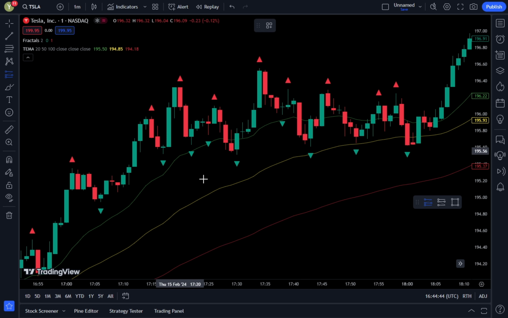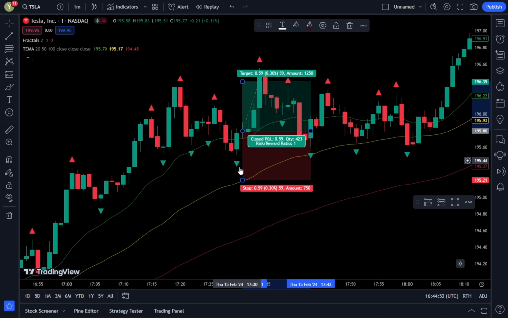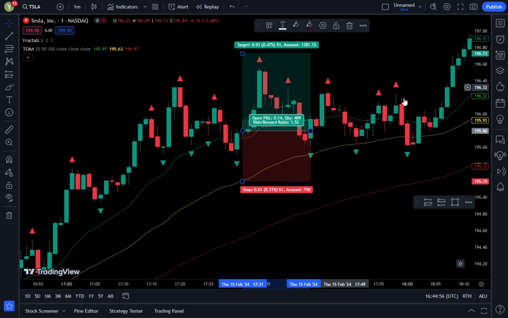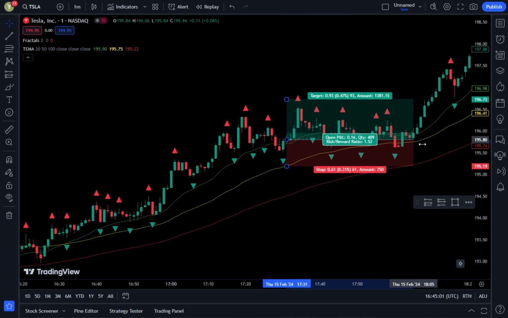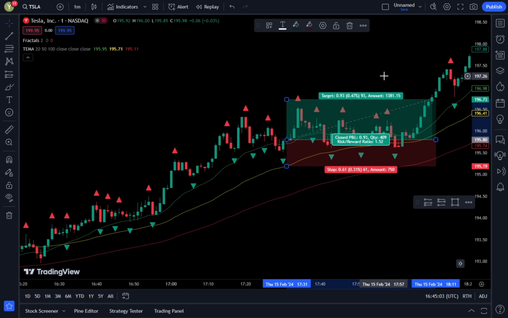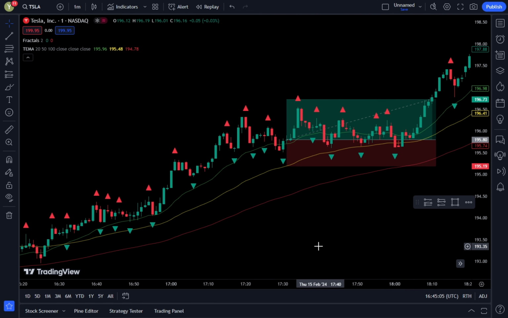First, make sure the moving averages are in the right order and not crossing each other. Then, when the price dips under the 20-day moving average, keep an eye out for that green arrow. Once you see it, it's time to buy. Put your stop loss just below the 50-day moving average and aim for a profit ratio of 1.5. Look, in this example, the strategy worked well and we made some money.